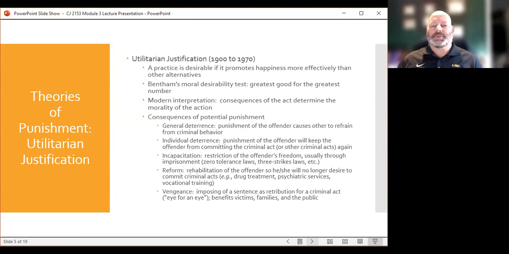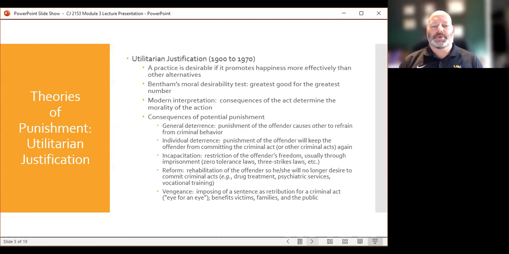The consequences of potential punishment under this utilitarian justification are general deterrence. This is that the punishment of the offender causes others to refrain from criminal behavior. Individual deterrence. The punishment of the offender will keep the offender from committing the criminal act or other criminal acts again. Incapacitation. This is the restriction of the offender's freedom, usually through imprisonment, things like the zero tolerance and three strikes laws.